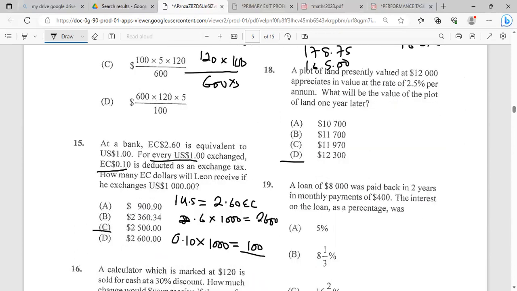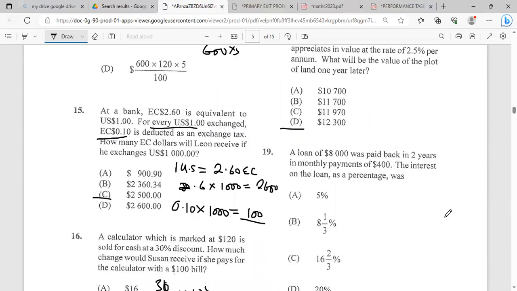A loan of $8,000 was paid back in 2 years in monthly payments of $400. The interest on the loan was, so first of all, we don't know the amount he repaid, so we need to know that. But we know that he pays $400 monthly for 2 years. So that means it's 24 months, right? Because 12 months make 1 year. So let's multiply 400 by 24. So he pays a total of 9,600.